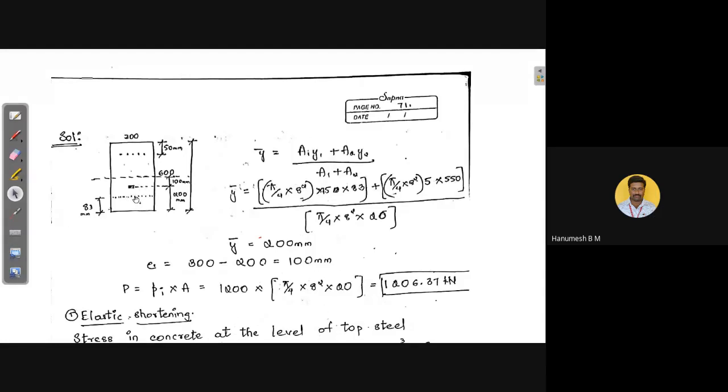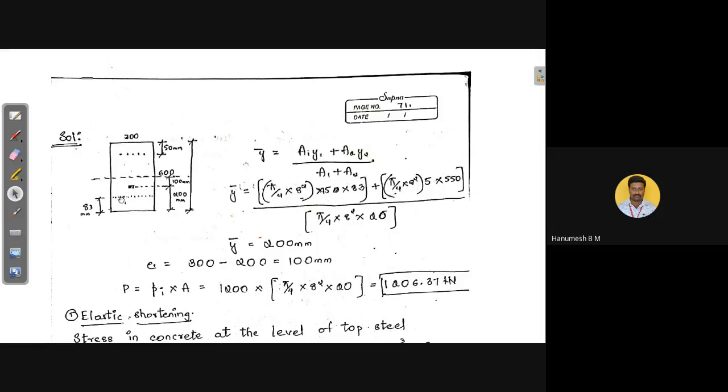Now, while we are calculating the elastic shortening losses, we need to calculate the losses due to elastic shortening at the level of top fiber separately and at the level of bottom steel separately. Later we can club the total loss. But for evaluating the losses due to elastic shortening, we need to calculate it separately at these two levels, at the level of top and at the soffit level. First we need to find out the eccentricity of the cable.